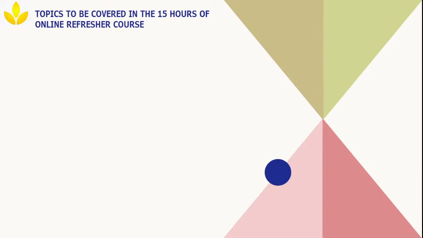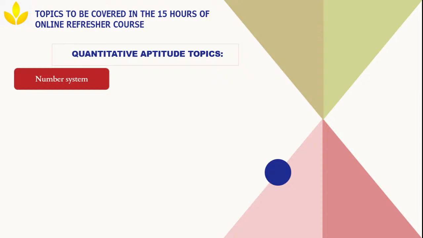In this 15 hours of online refresher course, I have divided the content into two sections. One is quantitative aptitude and another is reasoning. First, let us start with quantitative aptitude and which topics I'll be covering. First, we'll start with the number system. This I have divided into 2 classes. Today I'll take number system and tomorrow again number system. What topics will be covered today and what topics will be covered tomorrow, I'll let you know.